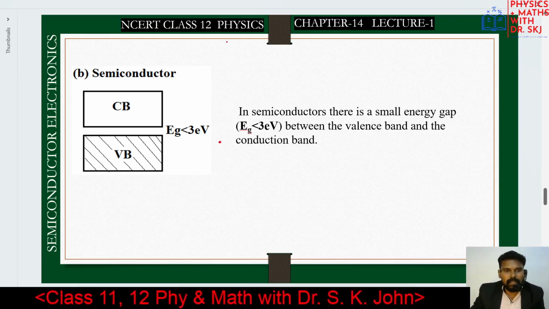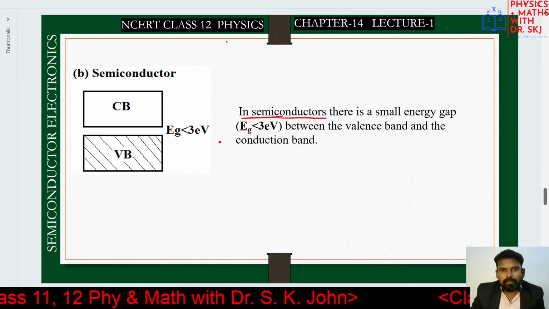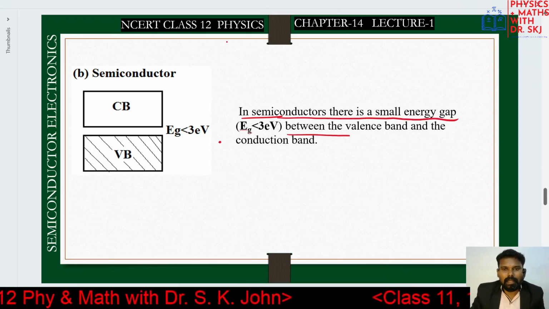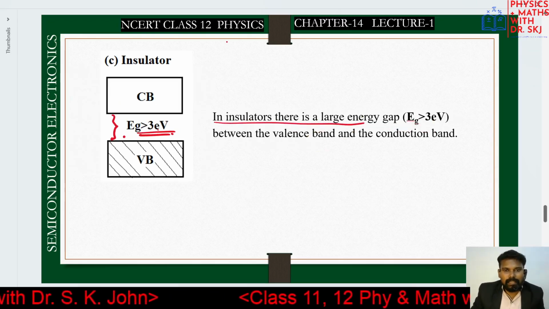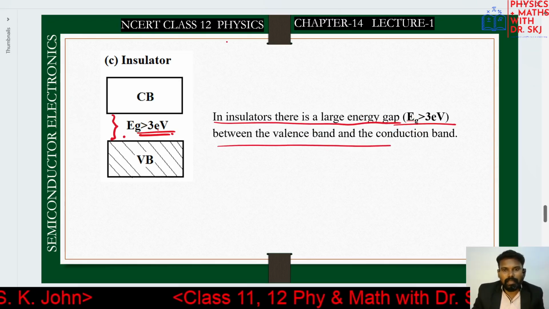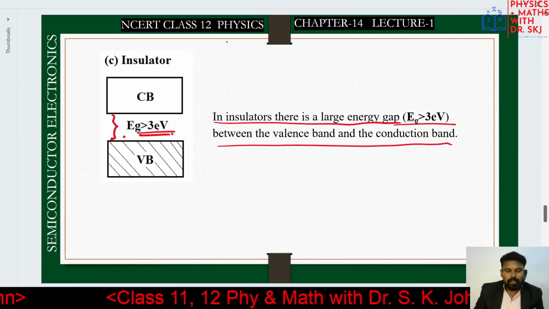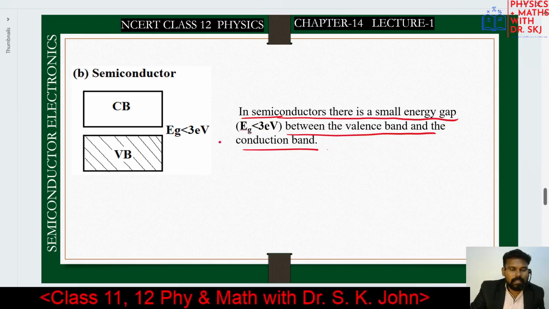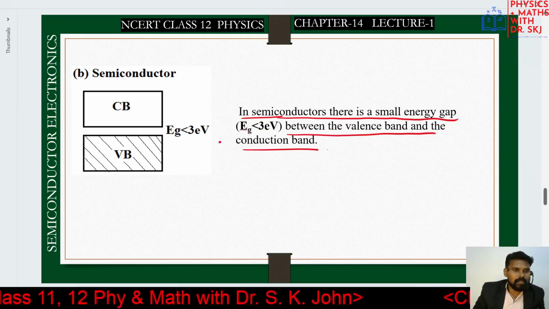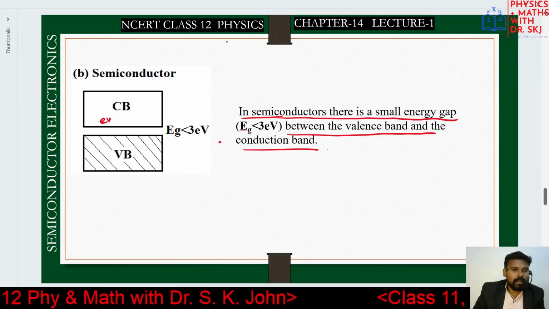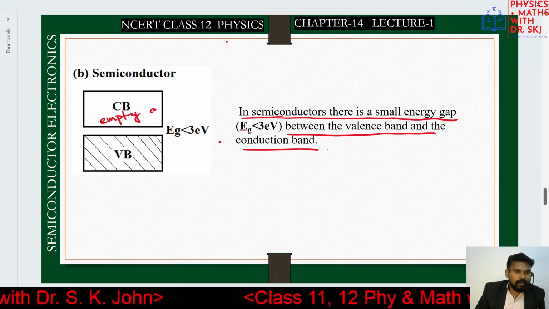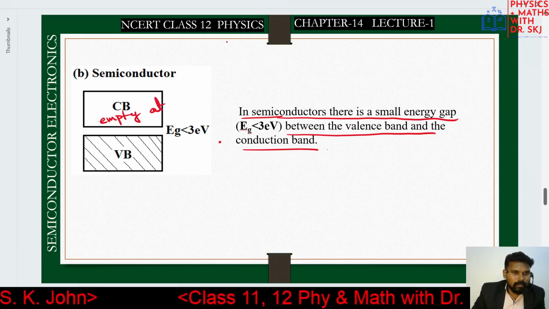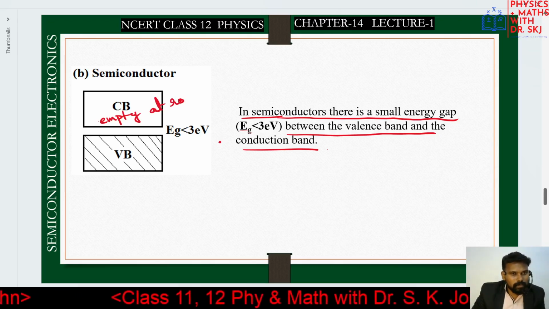I'm reading the sentence. In semiconductors, there is a small energy gap between the valence band and the conduction band. In insulators, there is a large energy gap greater than 3 electron volt between the valence band and conduction band. This is the case of insulators, and this is the case of semiconductors. In semiconductors, there are no electrons in the conduction band; it is empty.